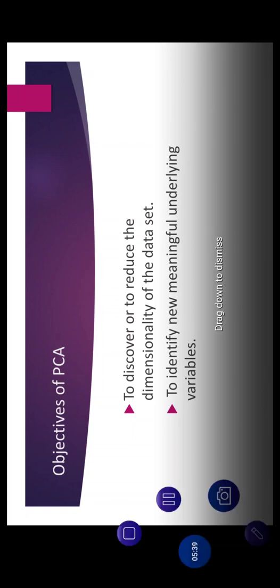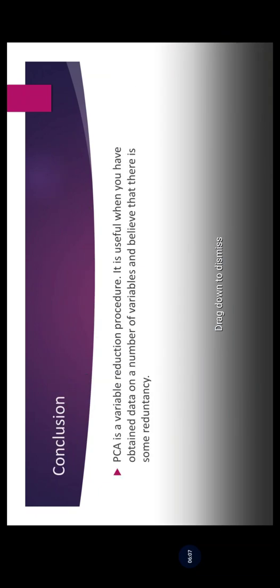In a large database, if we want something at a time, we cannot find it. So what we are doing here is identifying the new underlying variables which can help us in the study, in the research. Here we are just reducing the large database into a small database, which is helpful for the study. Next, it was a very small topic.